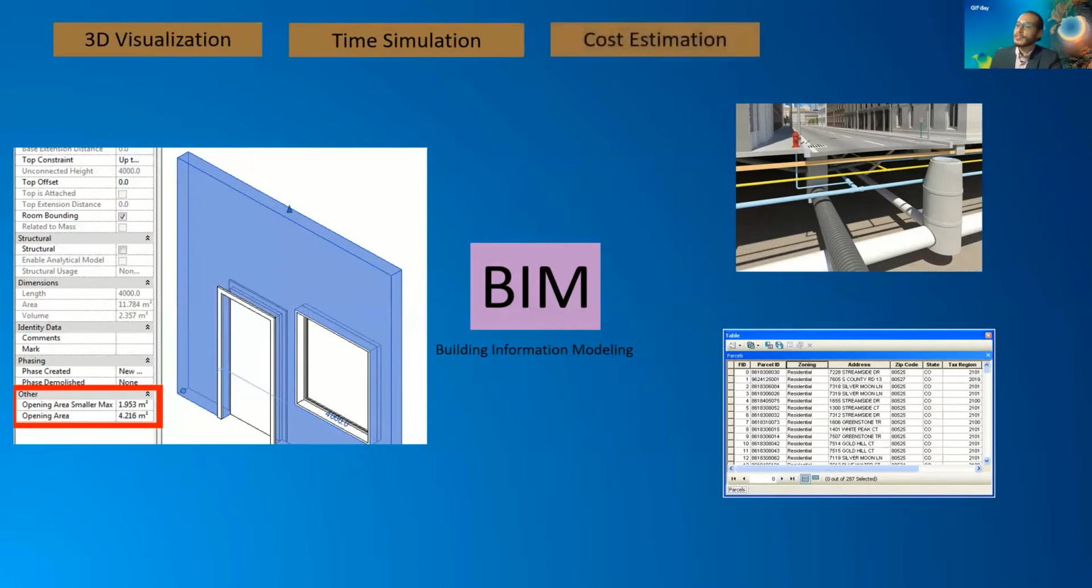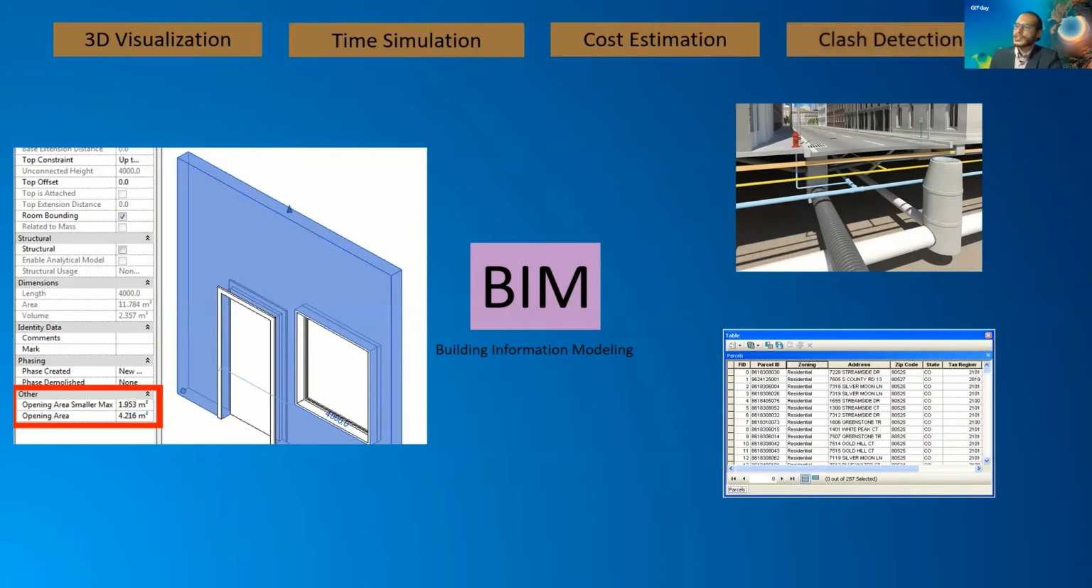Also, you can have the 5D model, where each element is linked with its cost data. So you have full control of your model: 3D visualization, and also time and cost simulation per day. So you can watch the cost and time simulation in different phases of the project.